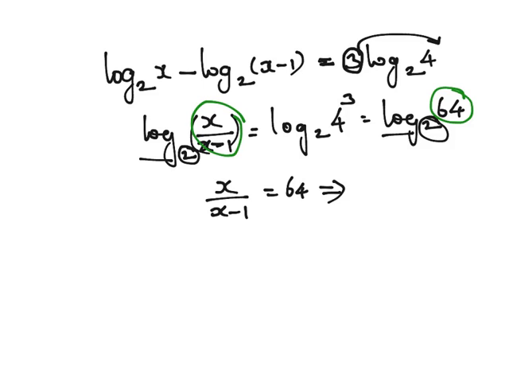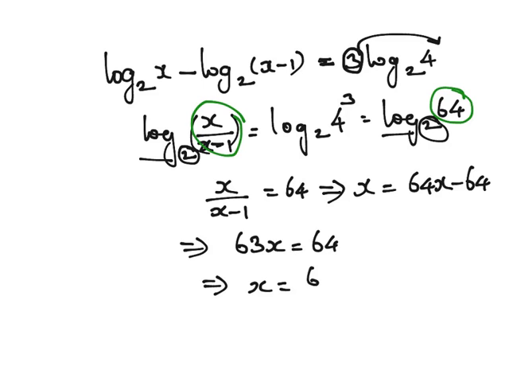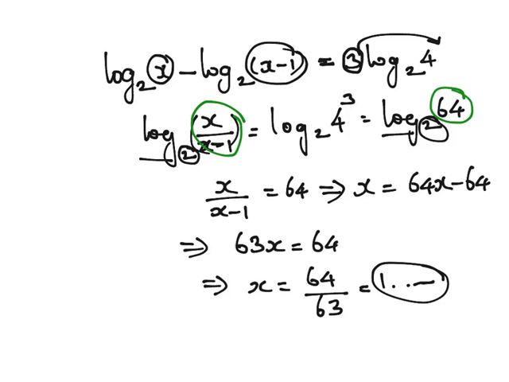So x equal to 64x minus 64, which implies I'll get 63x equal to 64, which implies x equal to 64 by 63. So this is the answer, and as you can see, 64 by 63 is 1 point something. So when you substitute it here, this will be positive. Again, this will also be positive. So 64 by 63 is the solution for this logarithmic equation.